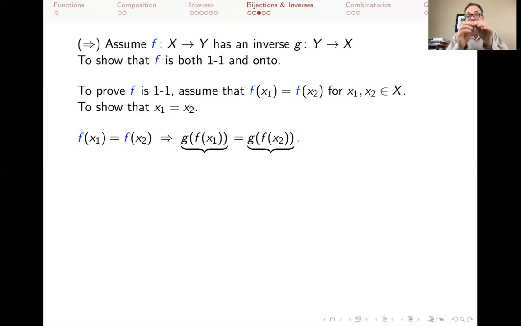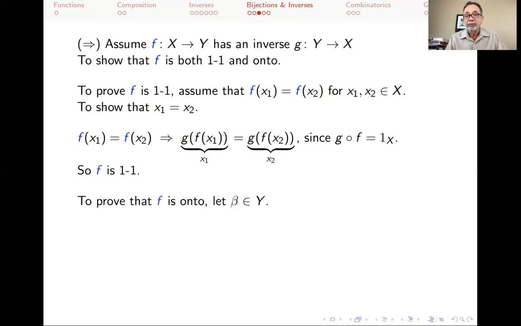G is a function, it can't send that thing to two different places, it has to send that thing to one place. So g of f of x1 is g of f of x2, but g of f of x1 is just x1, and g of f of x2 is x2. Why? Because g circle f is the identity map, because g is the inverse of f. And that says x1 equals x2, and I just proved to you that f is one-to-one.